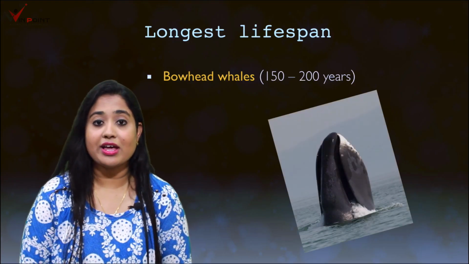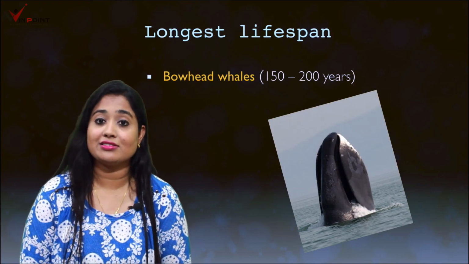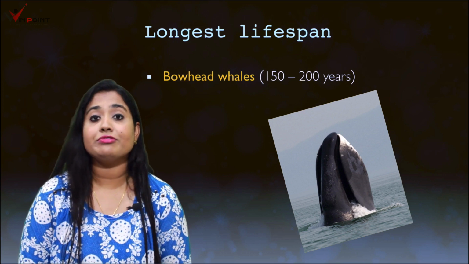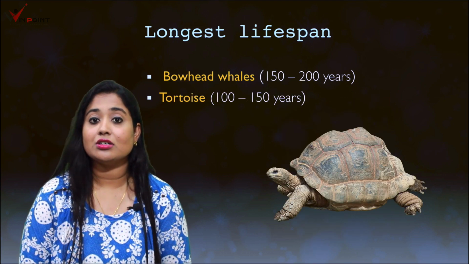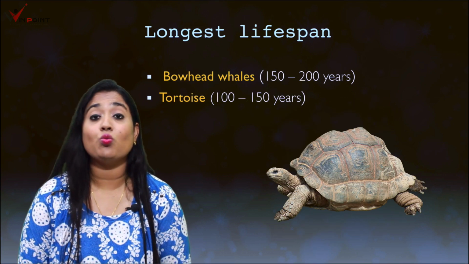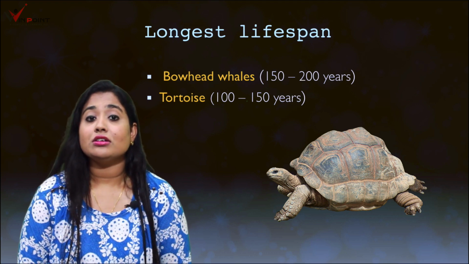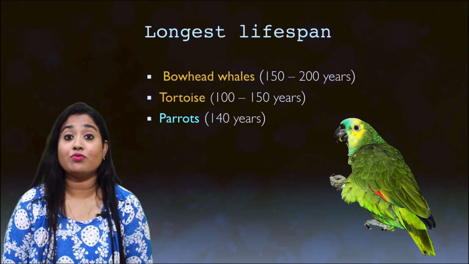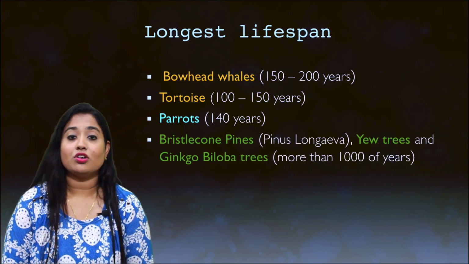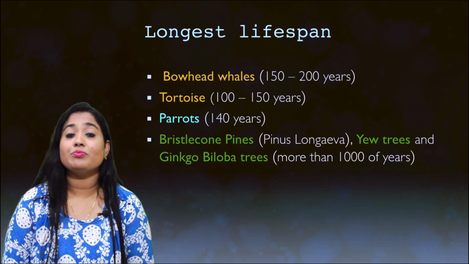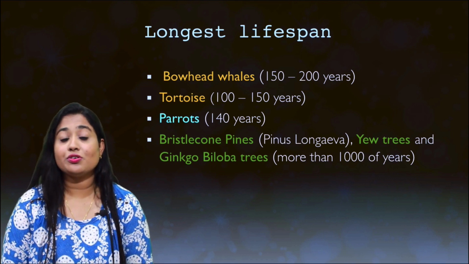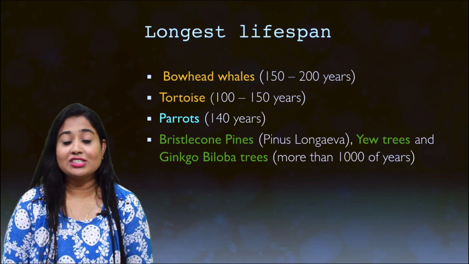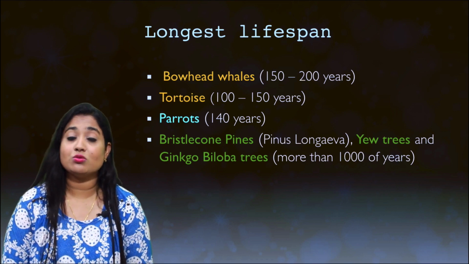The longest lifespan is of bowhead whales, which is about 150 to 200 years. Tortoise, it's of 100 to 150 years. Talking about the birds, parrot has the longest lifespan of 140 years. Talking about the plants or the trees, bristlecone pines, yew trees, ginkgo biloba trees, they live for more than thousands of years. So we have learned the definition of reproduction and we have learned about lifespan.